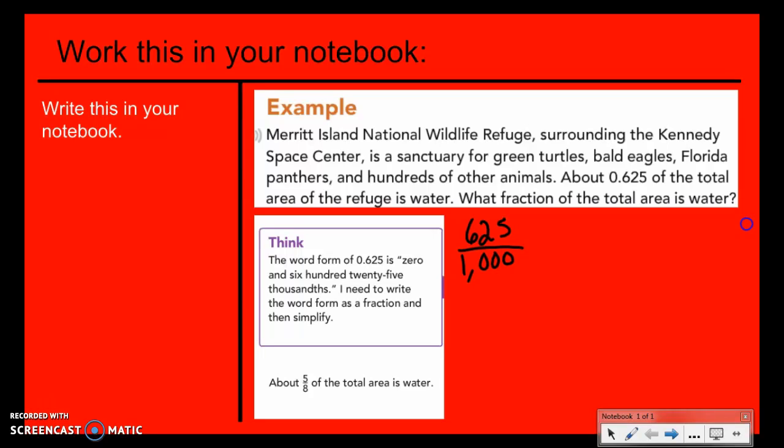Alright? And when you turn it into a fraction, you want to check it and see if it can be reduced. So you have to look at it and find a common factor for both numbers. Well, I can see, just looking at it, that there's 625 and 1,000. Both of them end in numbers that are divisible by 5. So I know that 5 can go into it. So I'm going to try 25 and see what I get. 625 by 25. So let's do that.